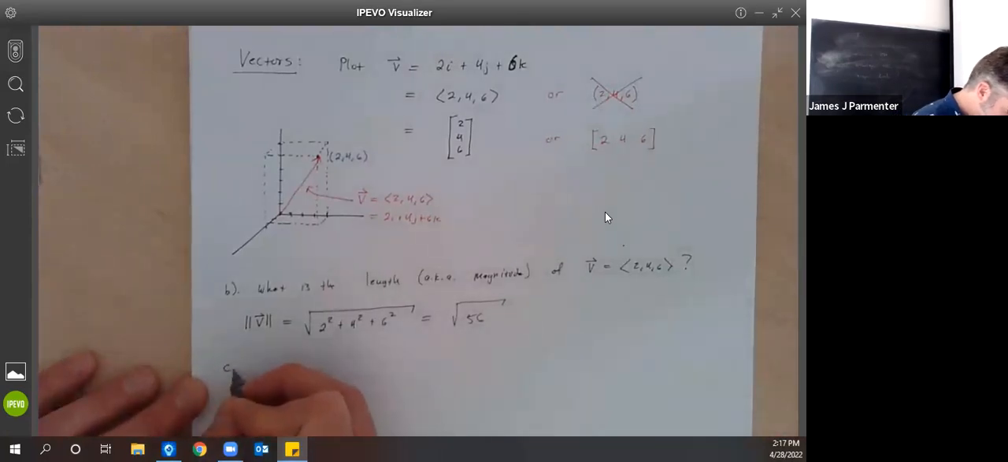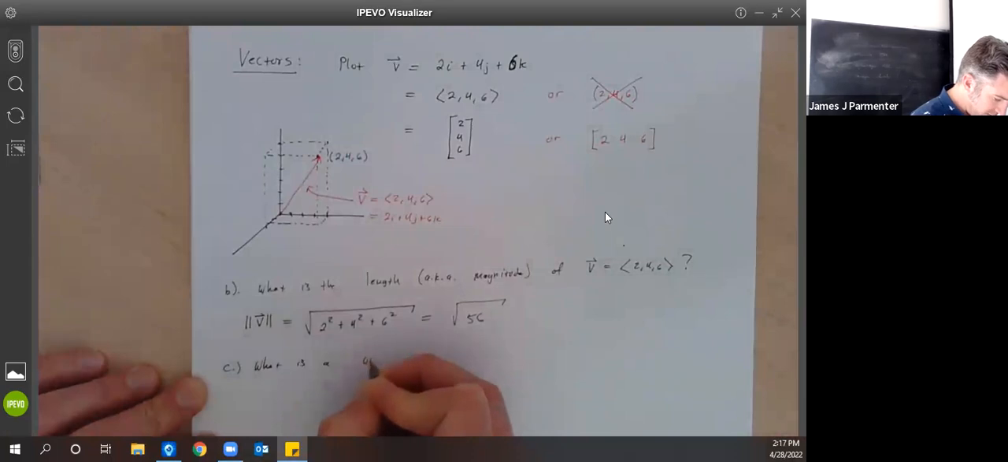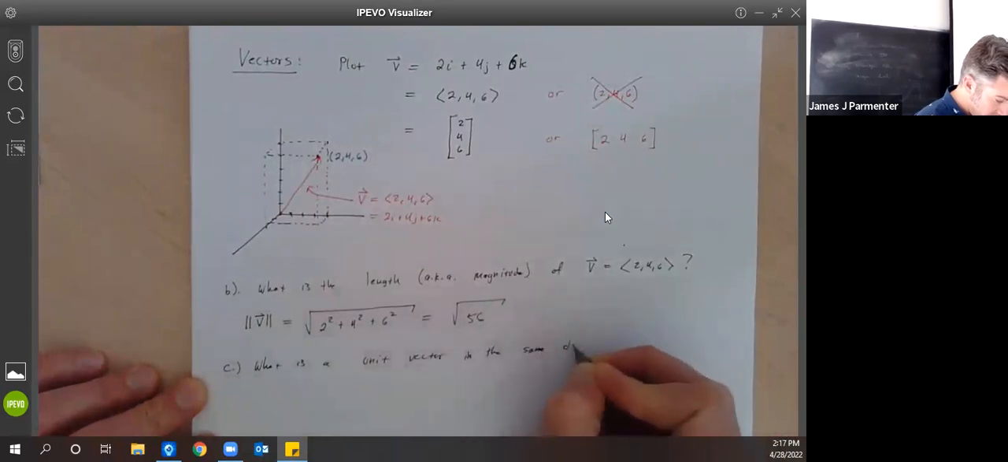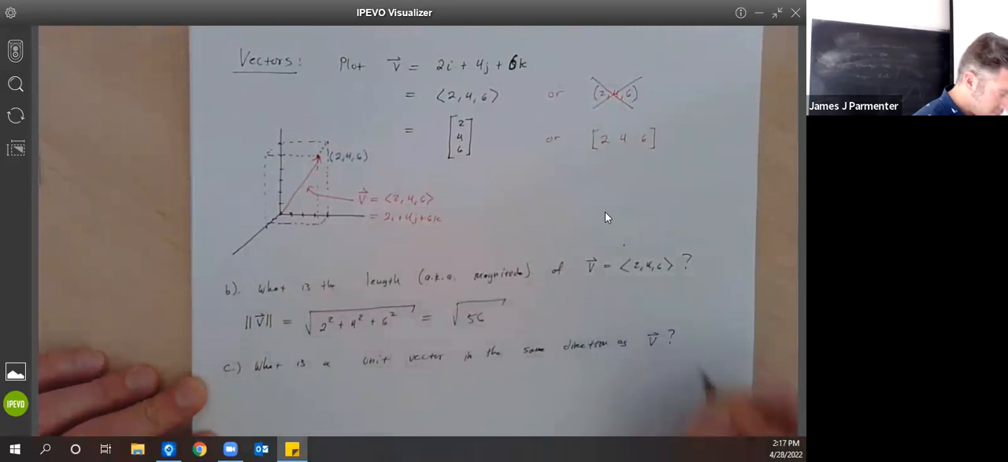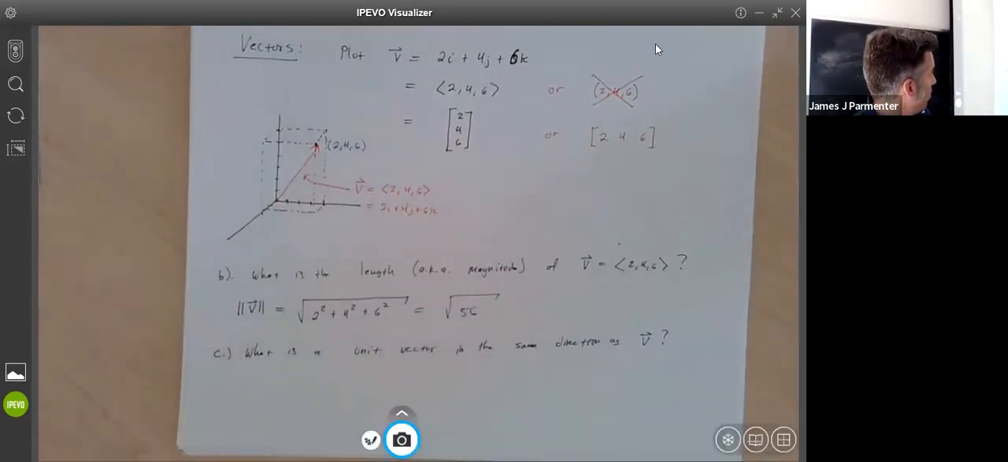Okay. What is a unit vector in the same direction as v? Unit vector just means a vector of length 1.